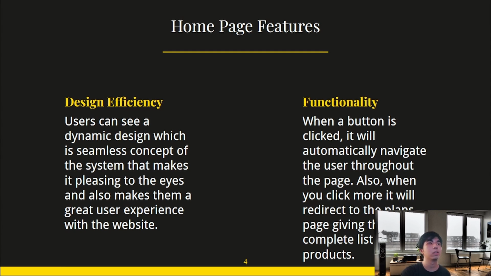First is the dynamic design, where they can see the overall structure of the website, which is seamless, that makes it pleasing to the eyes and also gives them a great user experience with the website. Next is the functionality. When a button is clicked, it will automatically navigate the user throughout the page. And also when you click the more button below, it will redirect to the plans page, giving the user a complete list of products.